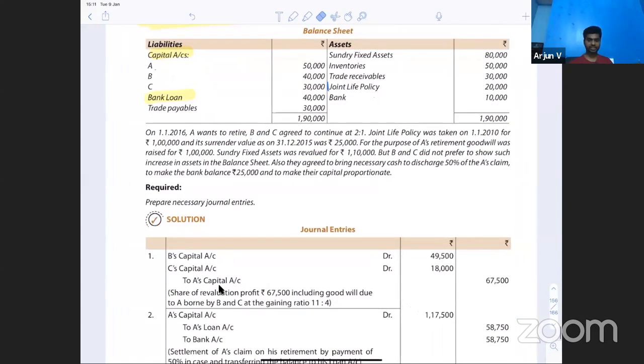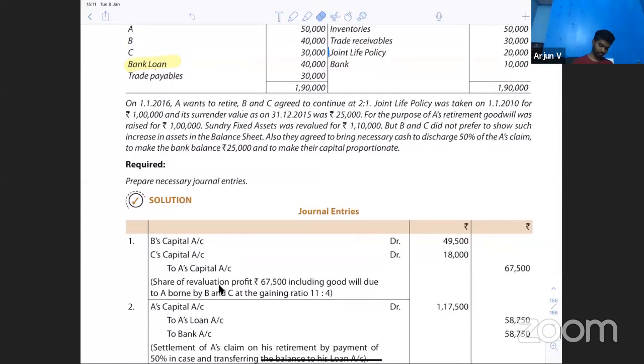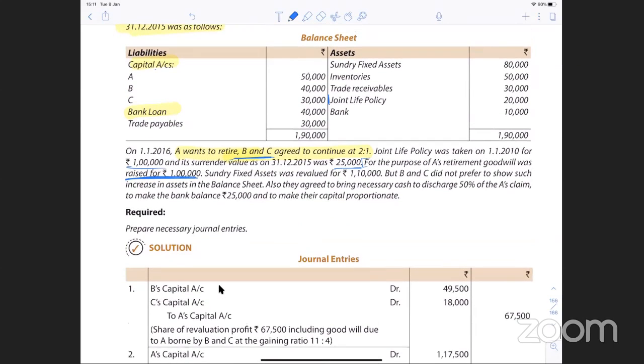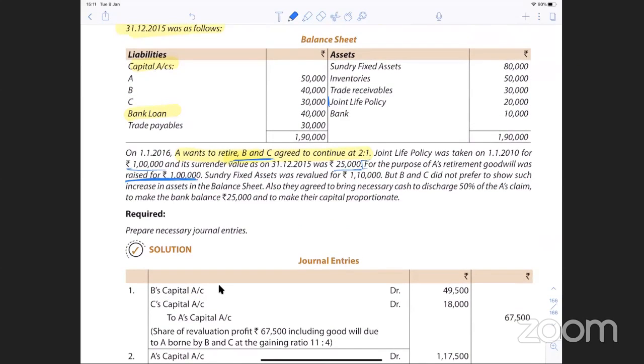Now let us read the adjustments carefully. A wants to retire, B and C agree to continue the business. So the firm is going to continue. JLP was taken at 1 lakh and 25,000. For the purpose of A's retirement, goodwill was raised for 1 lakh. So the old profit sharing ratio applies.